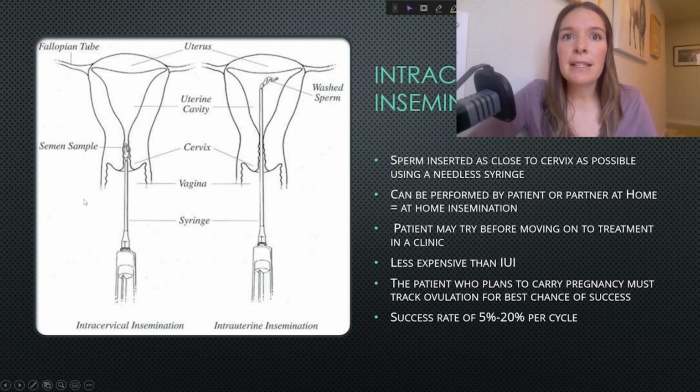The thing about ICI, which is often referred to as at-home insemination, is it can be performed by the patient themselves or their partner at home. So you don't need to go into a clinic to do this. Many patients who don't have reduced fertility or infertility might try this before they move on to treatment in a clinic, mostly because it's less expensive, less invasive, and more comfortable for a lot of people than an IUI cycle. The patient needs to track their ovulation so that the intracervical insemination can be done at the correct time to give them the best chances of success.